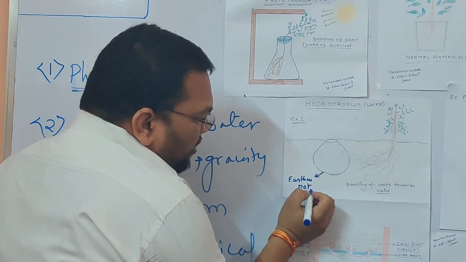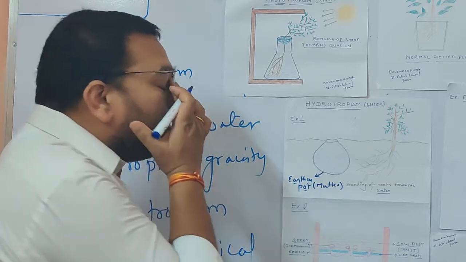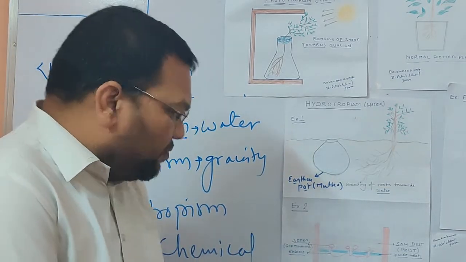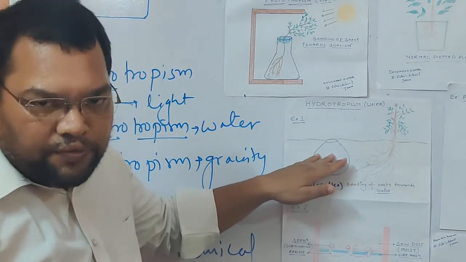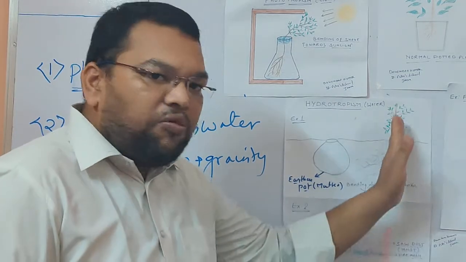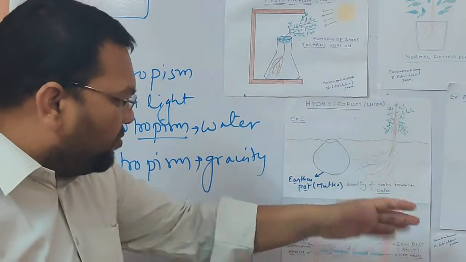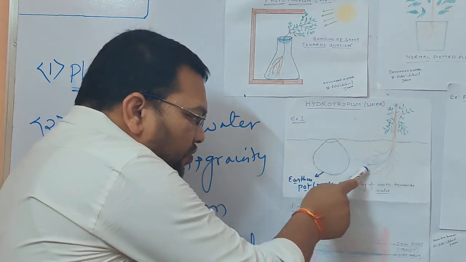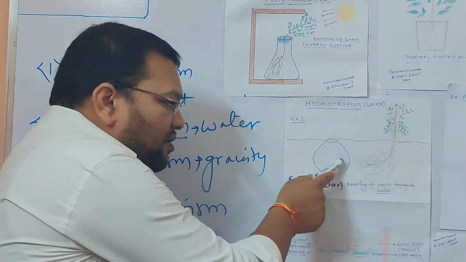That means matka in Hindi. Now what we have to do, we have to make a dig and put that earthen pot inside it, like that, and fill it with water near the plant. Now after a few days, you can see the roots show movement towards this earthen pot.